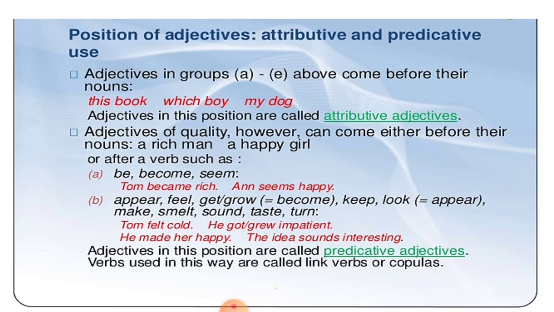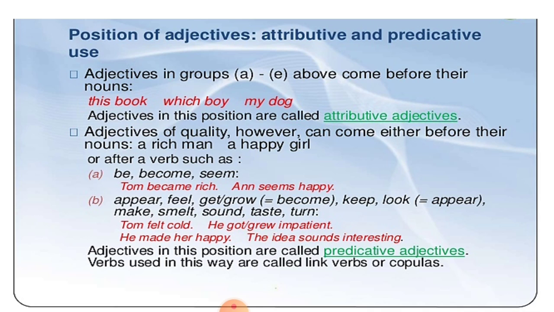Some more examples. Tom felt cold. Now cold, again an adjective, but used after the verb felt. He grew impatient. Who is impatient? He. So it is an adjective, but it is used after the linking verb grew. He made her happy. Again happy, describing her, an adjective, but used after made. The idea sounds interesting. Again, what is interesting? The idea, but used after the linking verb sounds.